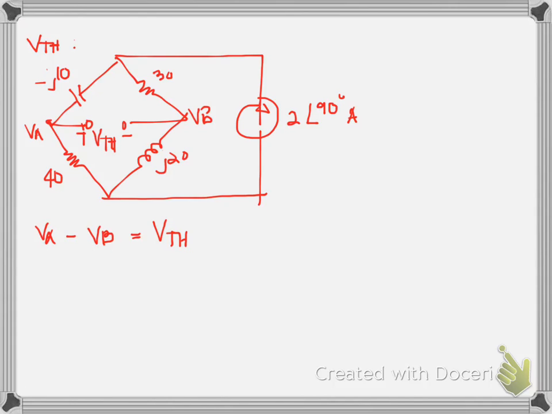Okay, so the easiest way to solve for the voltages would be, I think, current division. So this is IA, and this is IB. Okay, if I would say that this node is my ground, that means that VA would be the voltage drop of this 40 ohm resistor and the voltage drop of this J20 ohm inductor for VB.